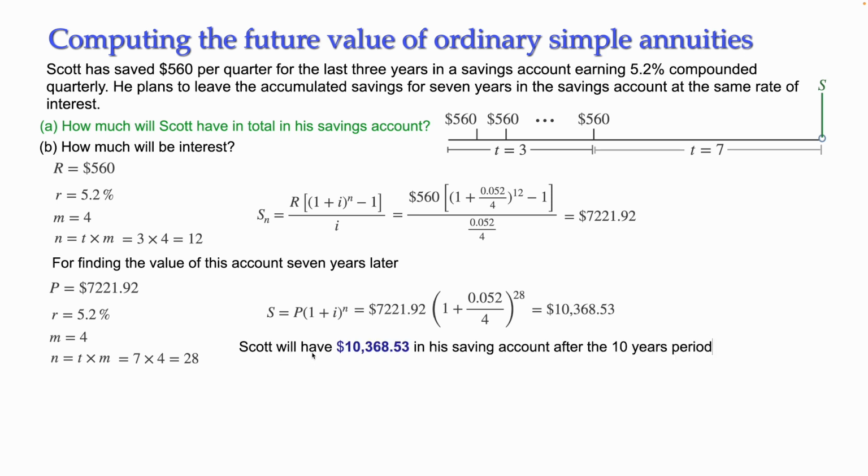So we can say that Scott will have 10,368.53 in his savings account after the 10 years period. So these 3 years and these 7 years.